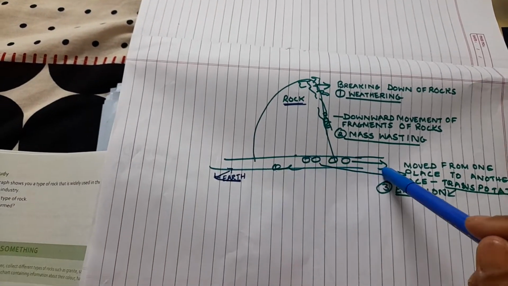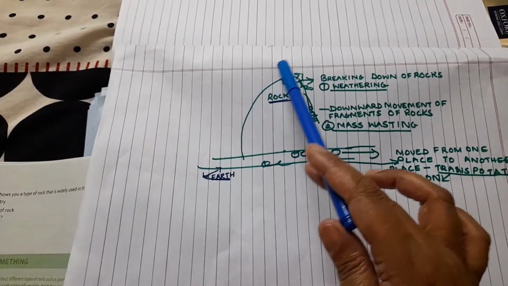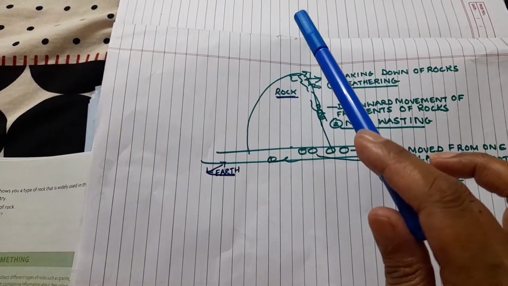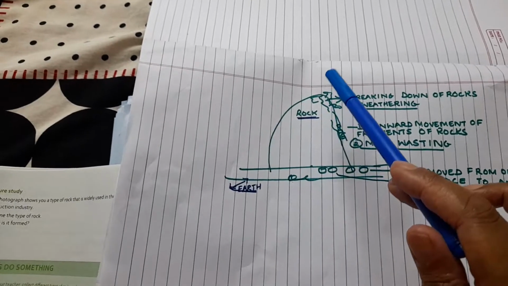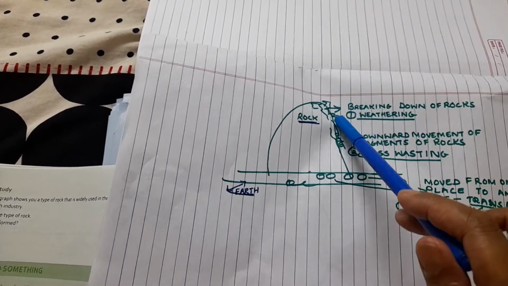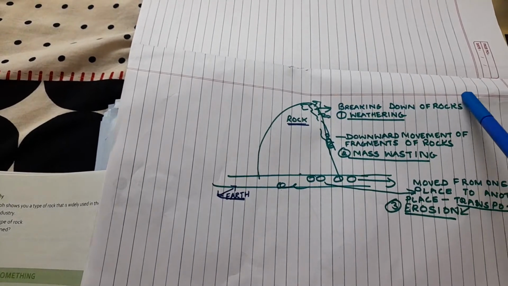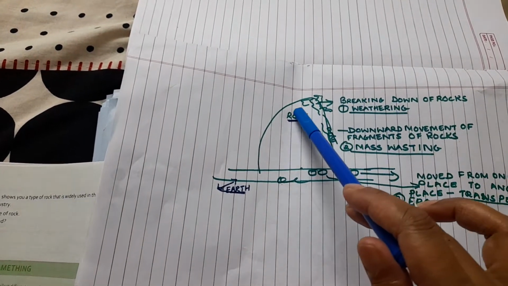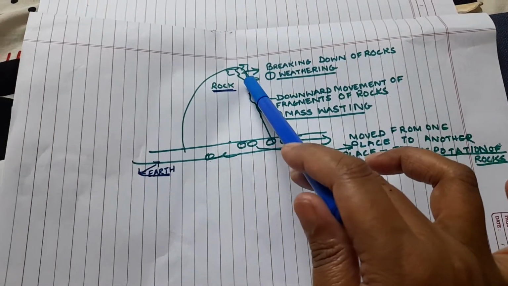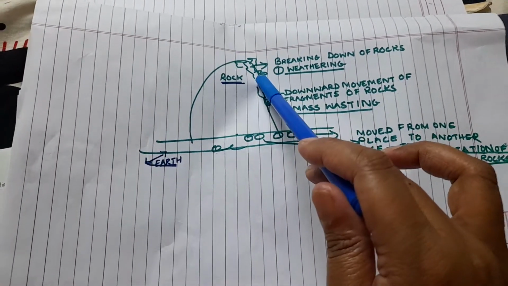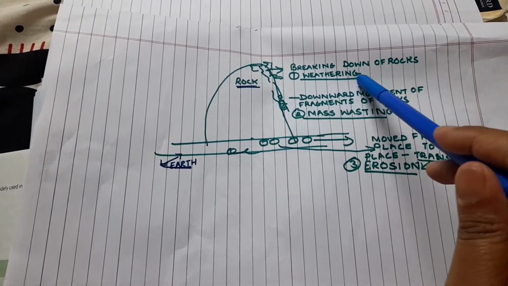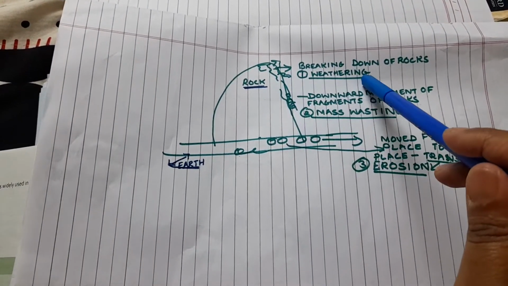Now, this is the surface of the earth, and say this is a rock, okay? Now, due to different agents like rain, frost, temperature changes, there is breakdown of rocks. That means rocks break down due to these different agents. And that process is called weathering.